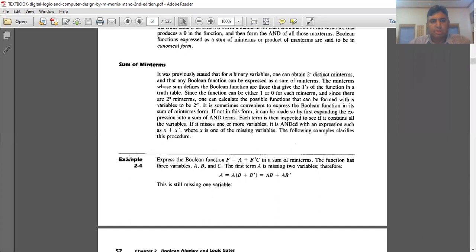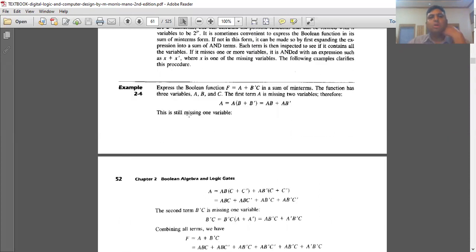So this is example 2.4. So what is this example? Express the Boolean function f is equal to a plus b bar c in sum of minterms. Okay, now he's solving directly here. First he's saying the function has three variables a, b, and c. The first term is a.